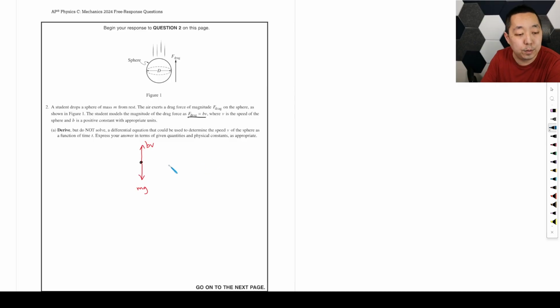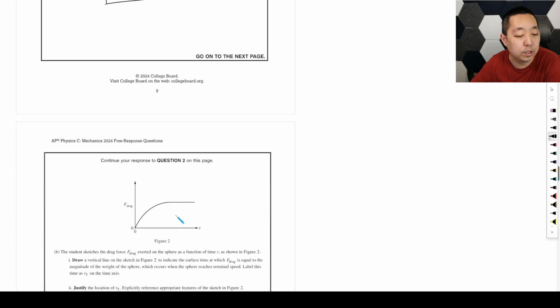What's the next step? Next step is, what is the acceleration? Well, you dropped it from rest, so it's going to accelerate downward initially. And so we'll make down the positive direction, and then we do F net equals ma, which means mg minus bv equals m, and then the a is simply dv/dt. And that is a differential equation for v. You don't have to solve that, though.